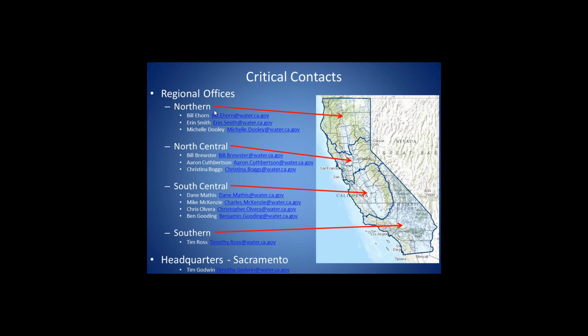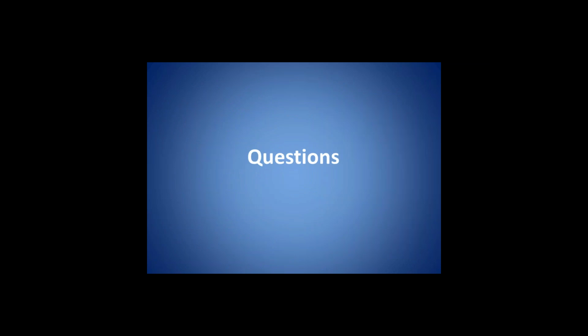Again, I told you about the contact information. So here are the critical contacts, the regional offices: the Northern Region Office, the North Central, the South Central, the Southern, and here in headquarters you can feel free to reach out to me as well. But these are the primary contacts with respect to the basin boundary modification process at this point. These will be made available online as well. So I guess at that point we can dive into some broader question and answer.